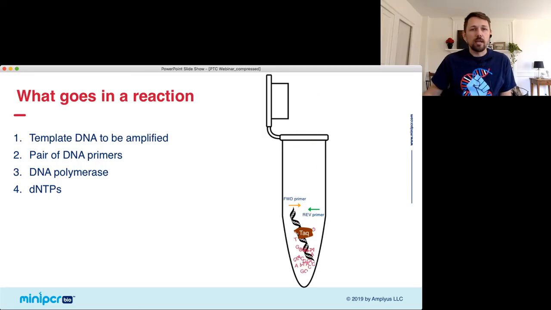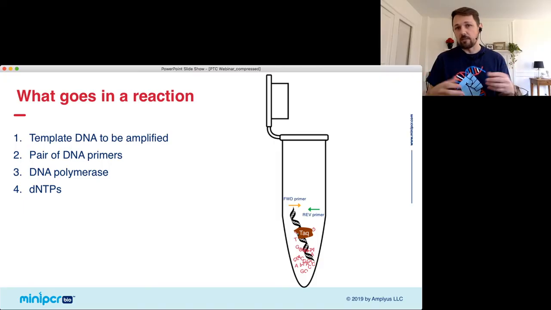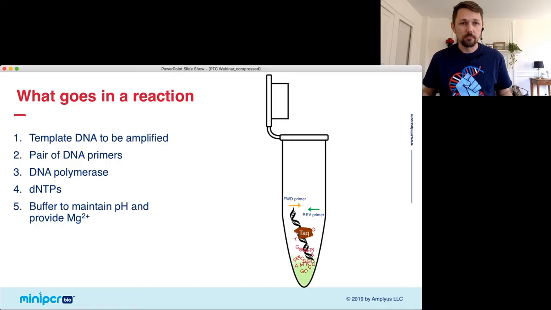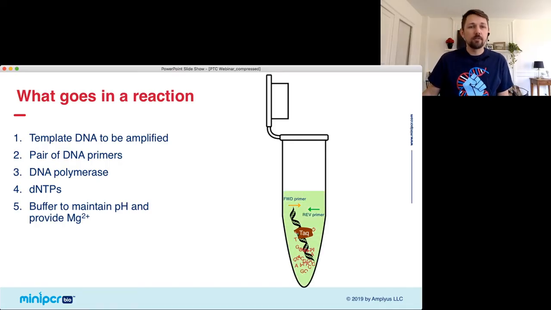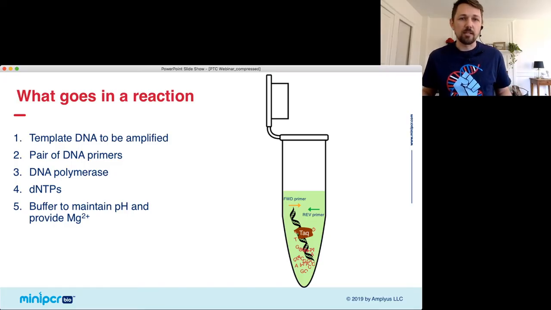Next, we're going to put in a whole bunch of dNTPs. dNTPs are the A's, the T's, the C's, and G's, all the building blocks that you need to make new DNA. If you're going to make DNA, you need the building blocks to do it. And finally, we're going to put in some buffer to maintain pH, and in that buffer is also some magnesium chloride, which is a cofactor for the Taq polymerase, but we don't need to worry about that.